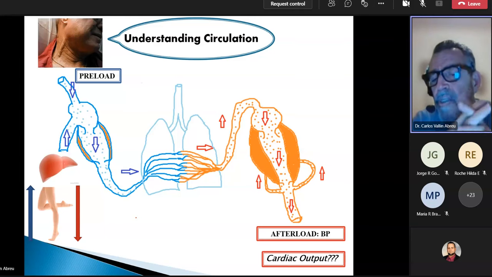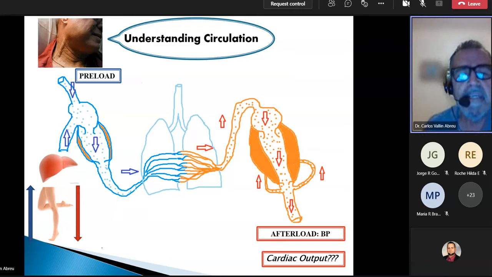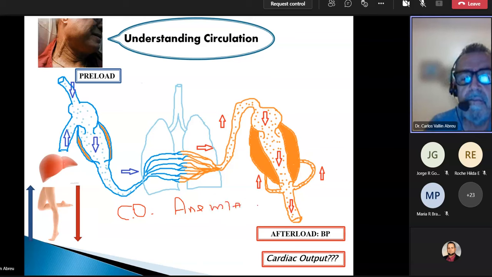For example, there is a question in NCLEX that I remember was very interesting. How do you expect the cardiac output to be in anemia? It's a question in NCLEX that is proof that by understanding the physiology of the circulation, you can deal with the question. What is cardiac output?